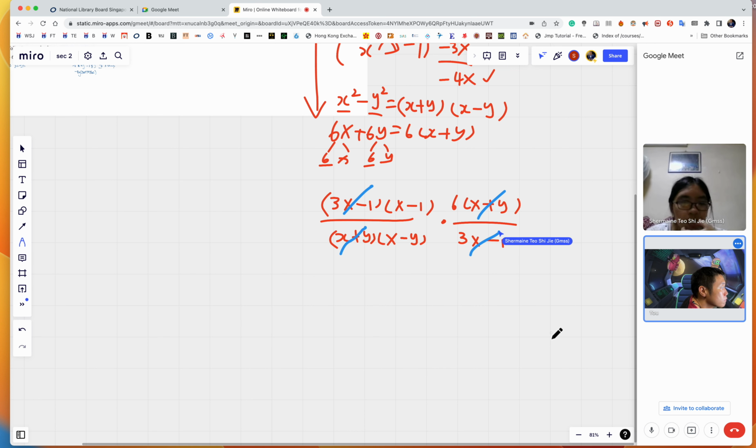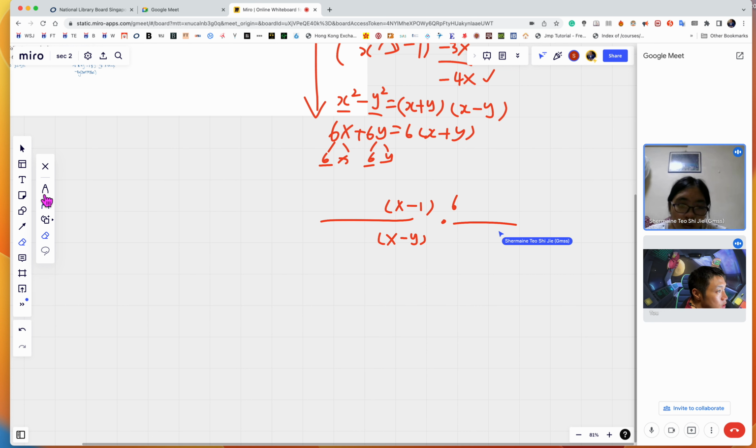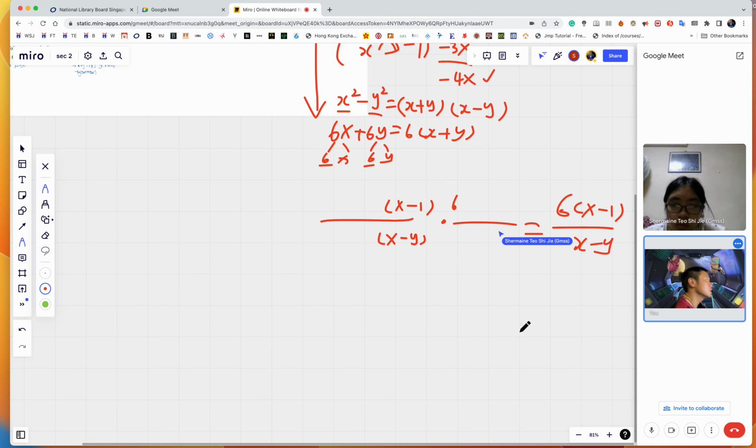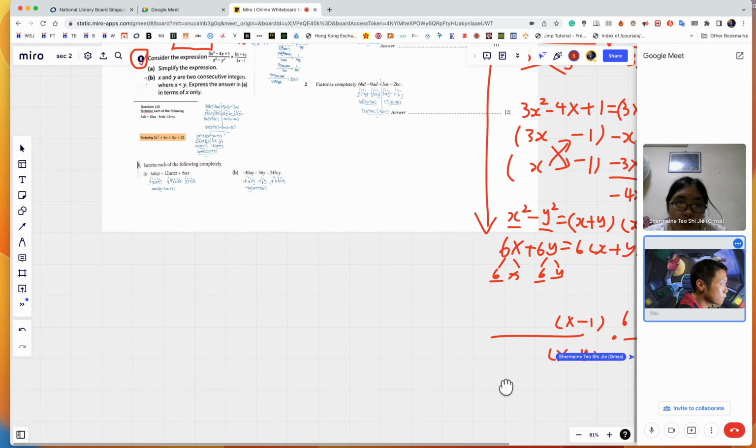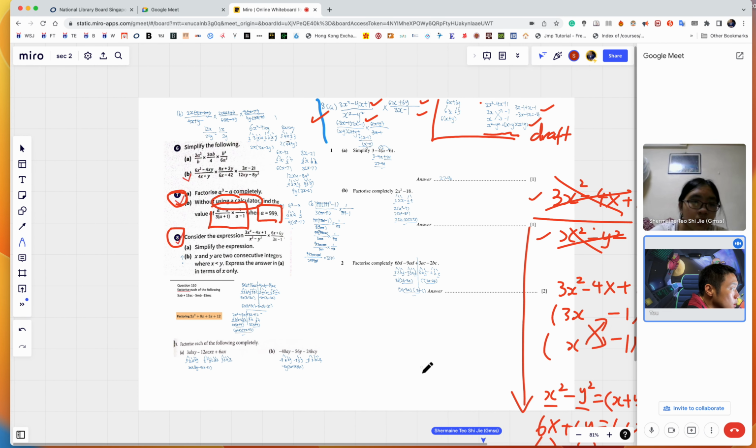Okay, good. So in a way I can use the eraser. This is gone. This is gone. This is gone, and this is gone. Right? So what is left? Above, 6x minus 1. Below, x minus y. That's the answer. Okay, good. Next. Go back to the question.